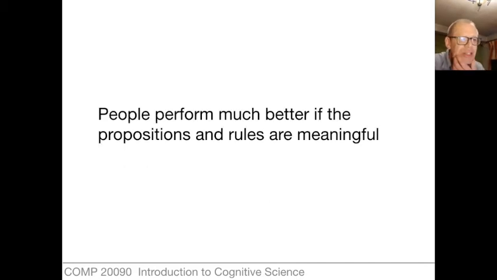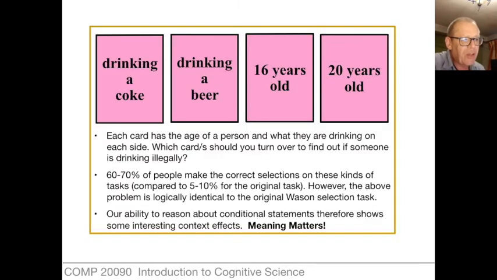Well, it turns out that if you make tasks relevant to people, they do much better. So supposing we had a rule, if you're under 18, you can't drink in pubs. That is alcoholic drinks. You're familiar with the rule. And supposing I gave you the job of being an inspector, so you're testing the rule, and you go in and you find these 4 cases in a pub. Someone's drinking a Coke, someone's drinking a beer, someone's 16 years old, and someone's 20 years old.